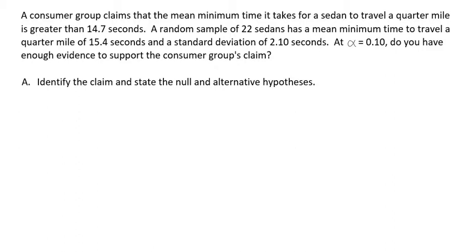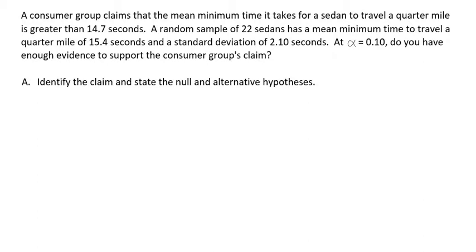A consumer group claims that the mean minimum time it takes for a sedan to travel a quarter mile is greater than 14.7 seconds. A random sample of 22 sedans has a mean minimum time to travel a quarter mile of 15.4 seconds and a standard deviation of 2.10 seconds. At alpha equals 0.10, do you have enough evidence to support the consumer group's claim?